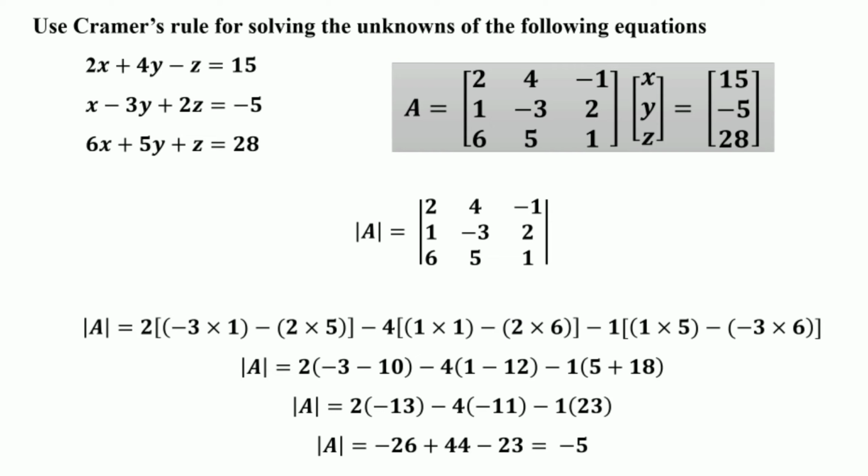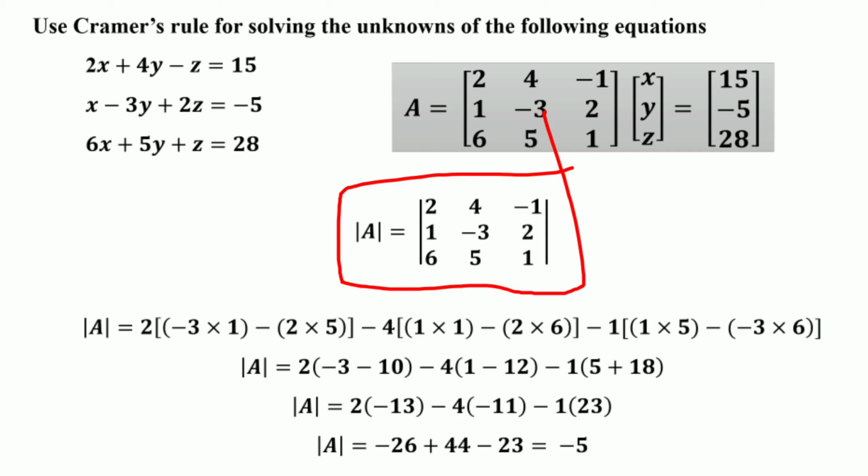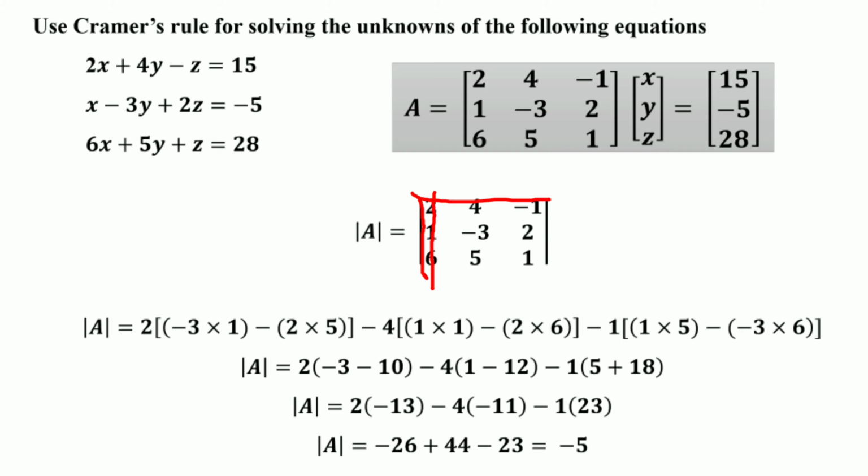And the variable matrix, where we have three unknowns or three variables, is x, y, and z, and the constant matrix is 15, minus 5, and 28. Now we have a matrix for which we want to find the determinant of the given matrix A. So the determinant of the given matrix is equal to: take the first element, removing the first row and first column.